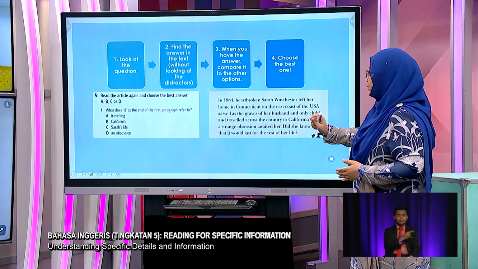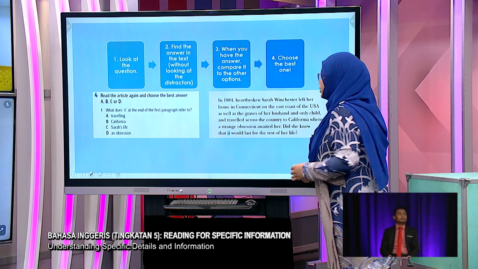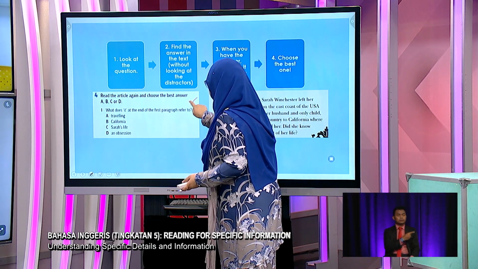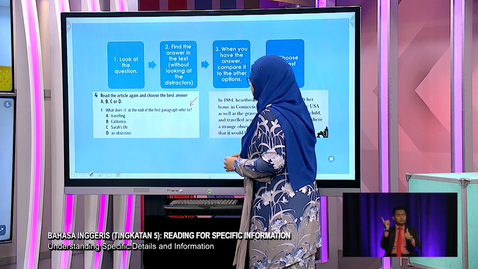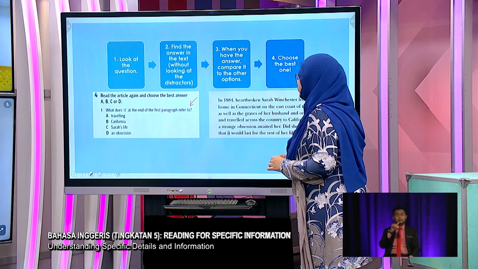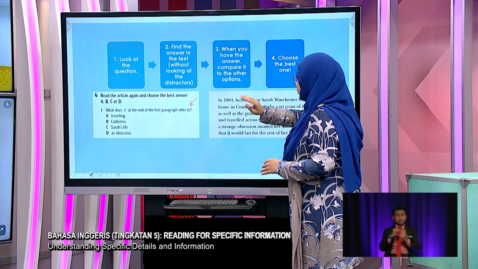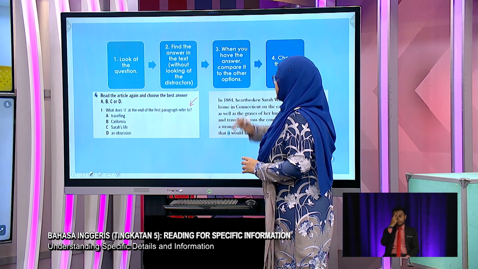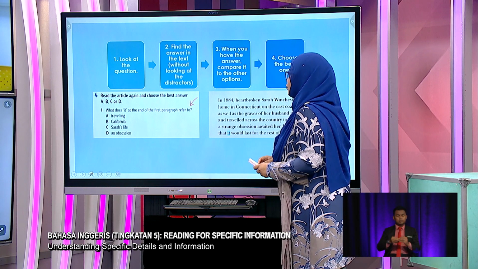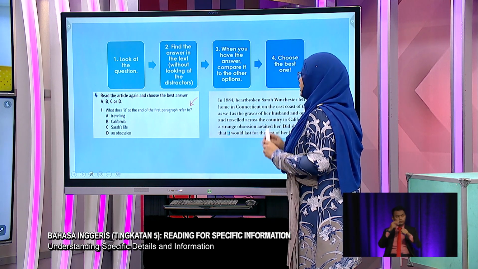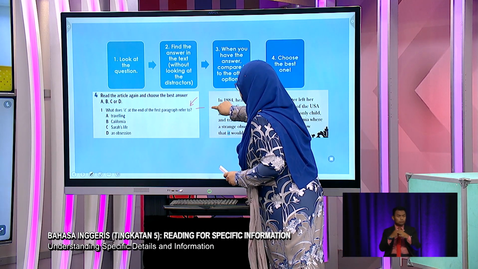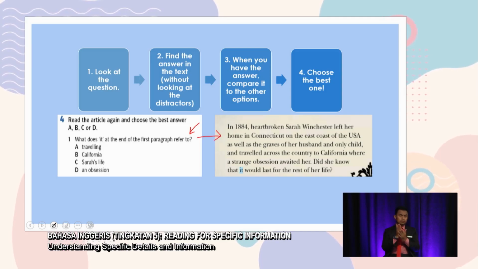Number 1, we need to look at the question. So first, we need to look at this question over here. What does it at the end of the first paragraph refer to? Then, after we have looked at the question, the second step is to find the answer in the text without looking at the distractors. Meaning, after this, you go straight to the text. Do not look at A, B, C, D yet. Okay? So number 3, when you have the answer, compare it to the other options. So we have to find the answer in the text.